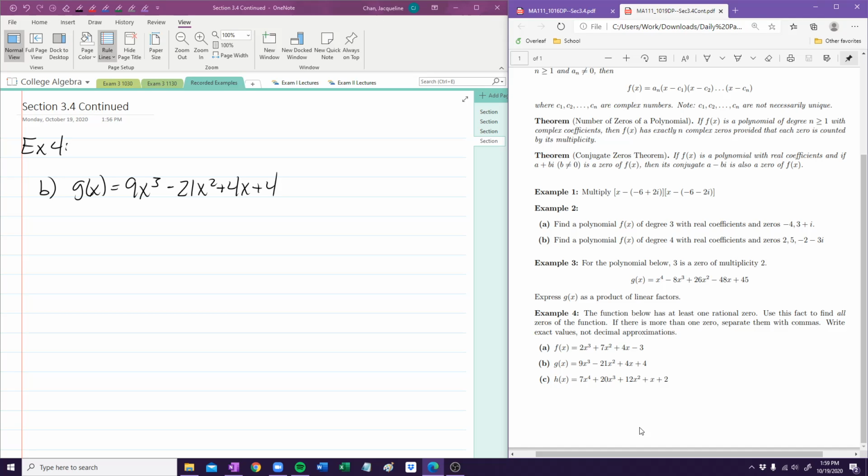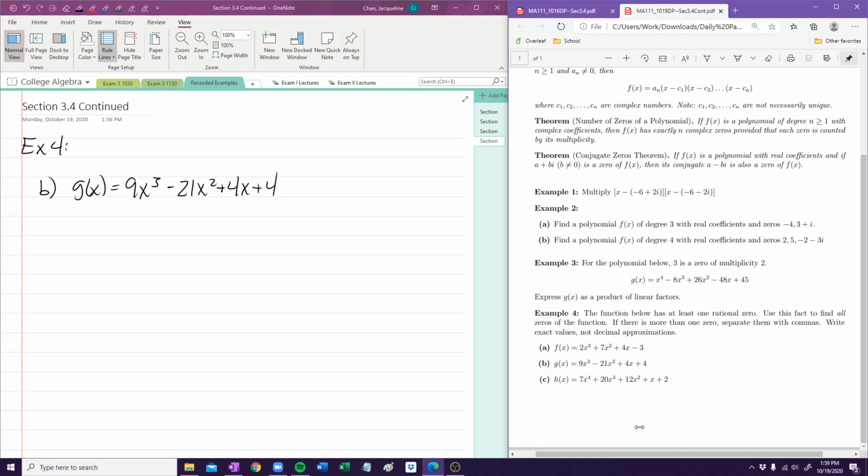Alrighty, so let's finish example 4, parts B and C. As a reminder, the directions for example 4: we're given a function that has at least one rational zero. We're going to use this fact to find all zeros of the function. If there's more than one zero, we're going to separate them with commas. For part B, we're given g of x equals 9x cubed minus 21x squared plus 4x plus 4.